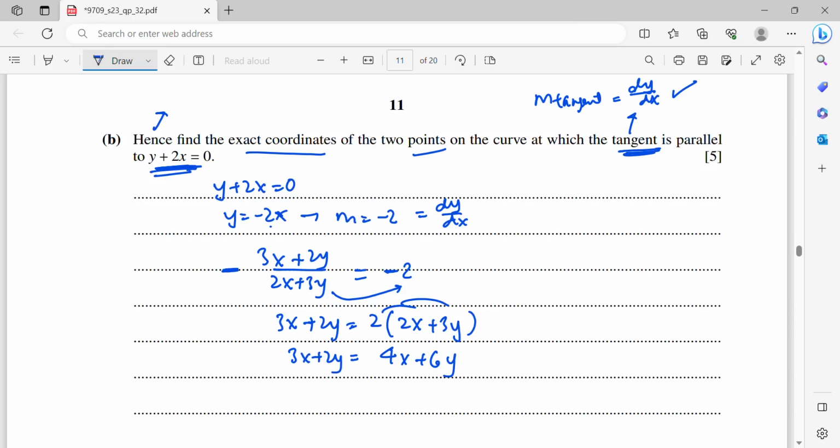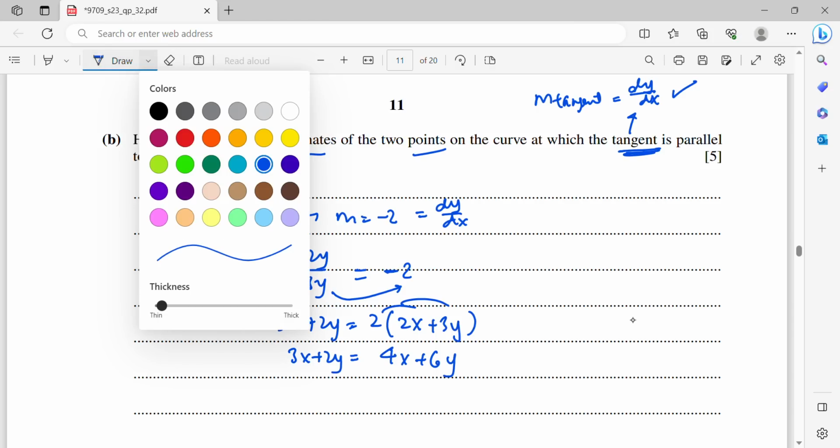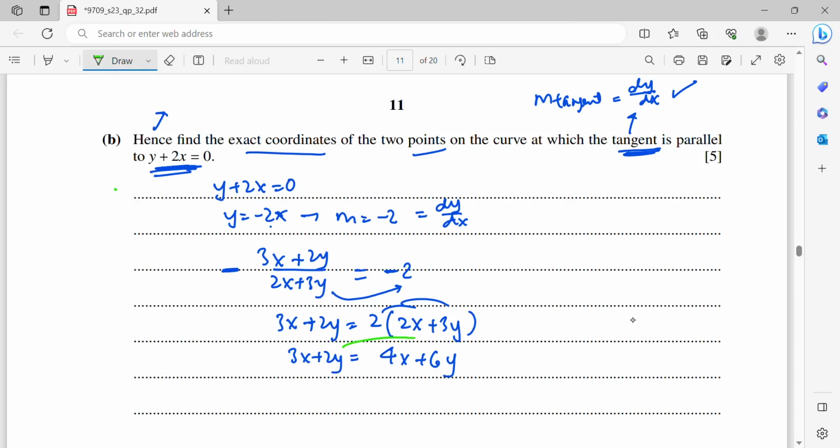Okay, then from here, I will move the 2y to the right side and move the x to the left hand side. Then I will be getting a simpler form, which is 6y minus 2y, I get 4y. Then 3x minus 4x, it will be minus x. Alright, so I can let this be the first equation.